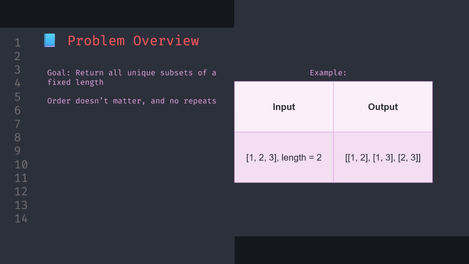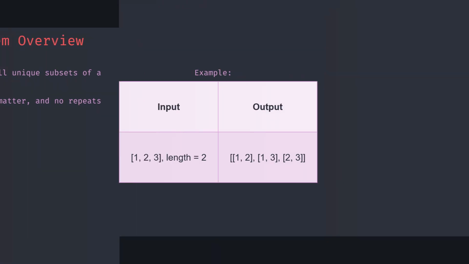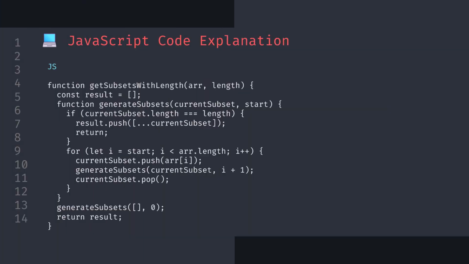Now, let's look at the JavaScript code that gets us there. We define a main function and a helper called generateSubsets. It uses recursion to build subsets, one item at a time. When the subset reaches the target length, we add a copy to the results. We also use pop to backtrack and try other combinations.